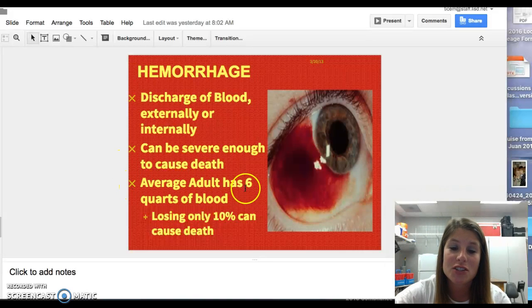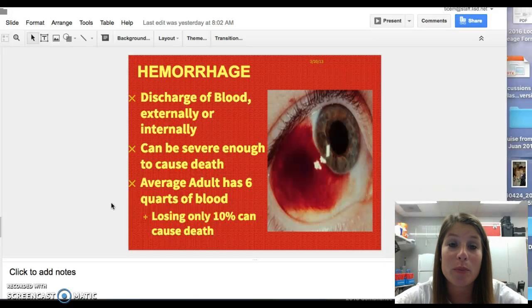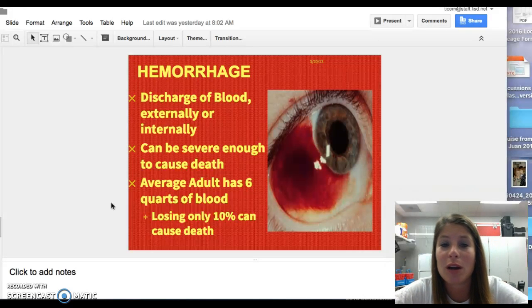On average, the adult has 6 quarts of blood in our body, which is not a whole lot. And losing only 10% can cause death. And why that is, our major organs have to have a constant flow of blood at all times. So if we're losing 10%, our body can't make it up fast enough to compensate for it, and so our organs have to start shutting down because they don't have enough blood, and that can cause death.